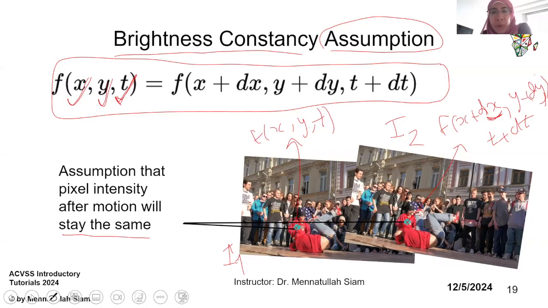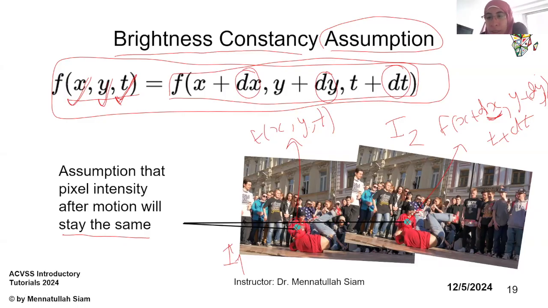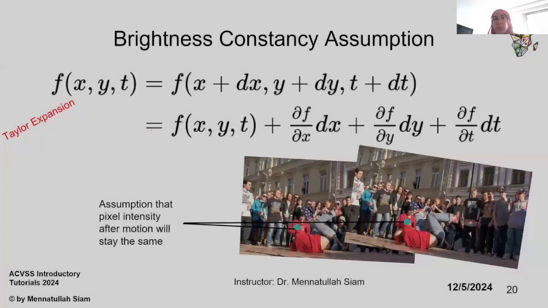So does anyone have any issue with the brightness constancy? This point's intensity is going to stay the same for the same point after it moved with the dx and dy in the new frame after dt. Okay, just confirming. If there are any questions, let me know.